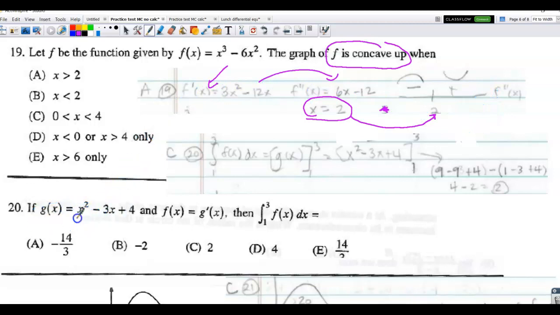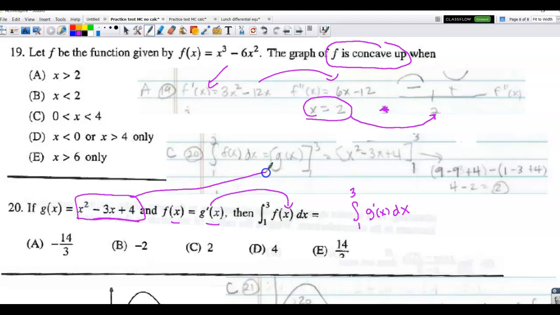In number 20, I have a quadratic function, and f is equal to g prime. So the antiderivative of f, which is g prime, is really the same thing as saying the antiderivative from 1 to 3 of g prime of x dx. I'm just replacing g prime with f of x. And so it really wants me to find the antiderivative of this quadratic function, which is what I am doing.